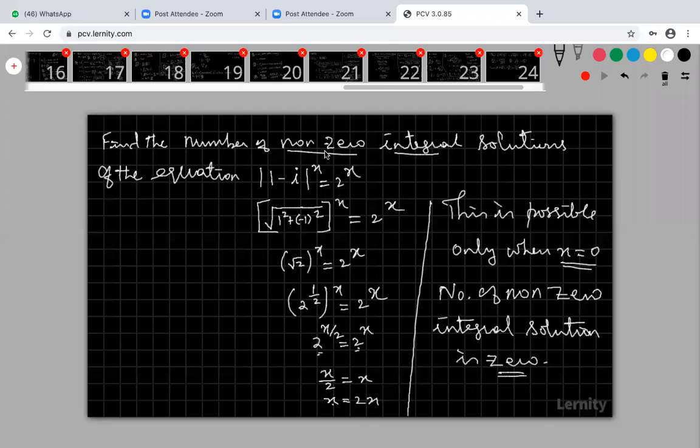Are you okay? Are you clear? Integral solution means integer solutions. Integers. Sometimes you may get 3 by 2 as a solution, 2 as a solution. 3 by 2 is not an integral solution, 2 is the integral solution. Which one you are not understanding?